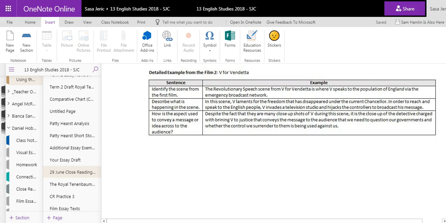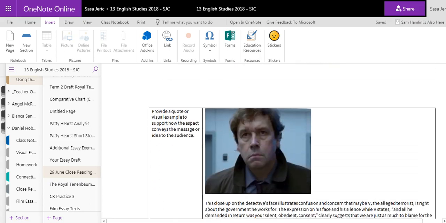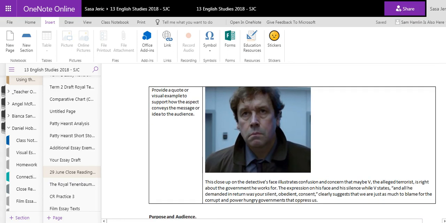V is trying to get us to question whether or not things are right and wrong. And so I've used this close-up here because it shows that he's a little confused, that for the first time he's actually thinking maybe V isn't the bad guy. Maybe his own government is. Maybe his own chancellor is. And I've tried to support that with a quote of what's happening at that time.